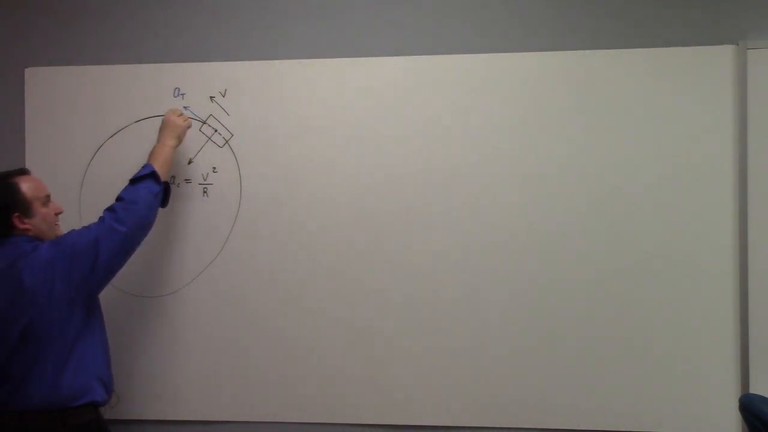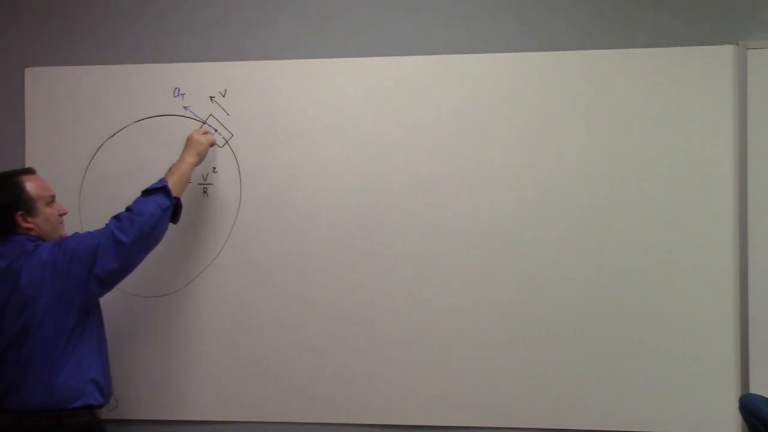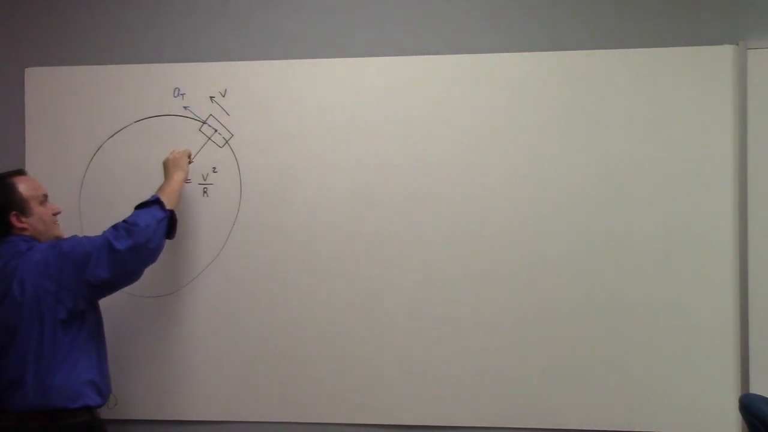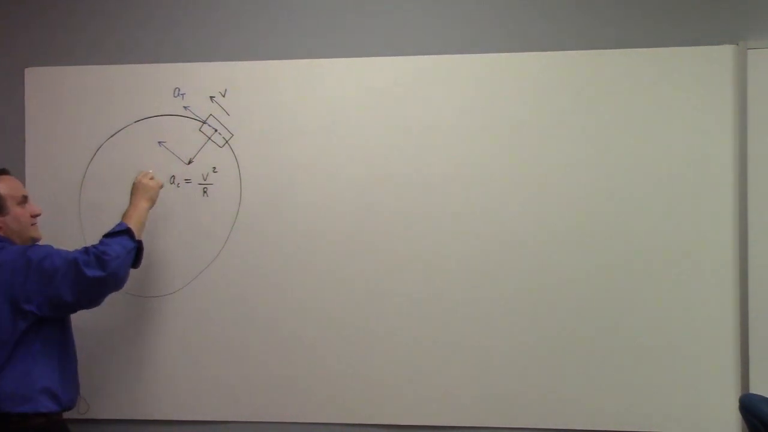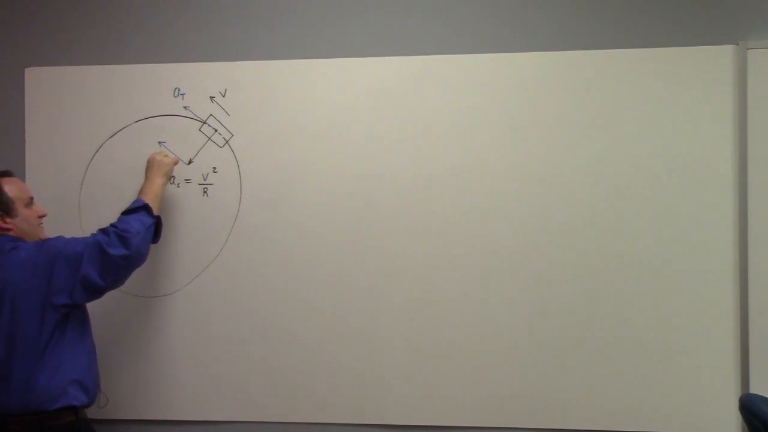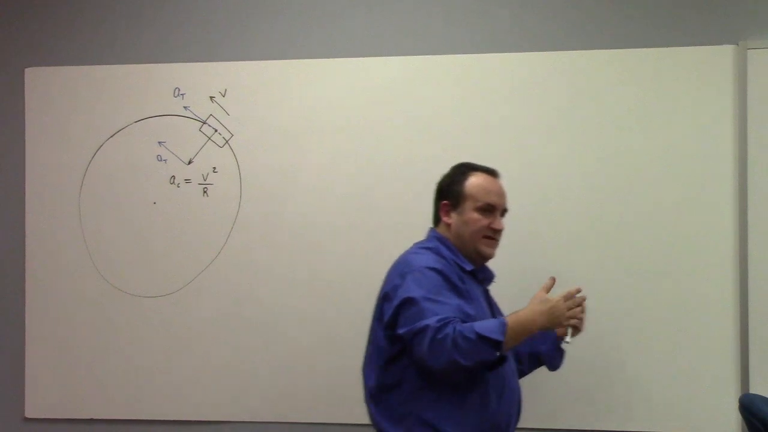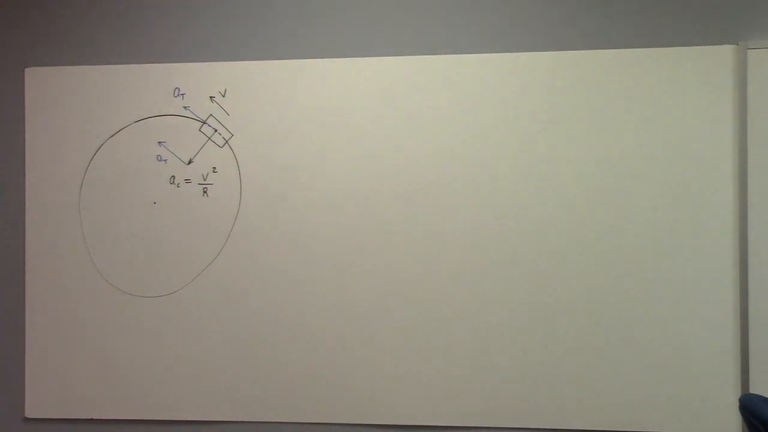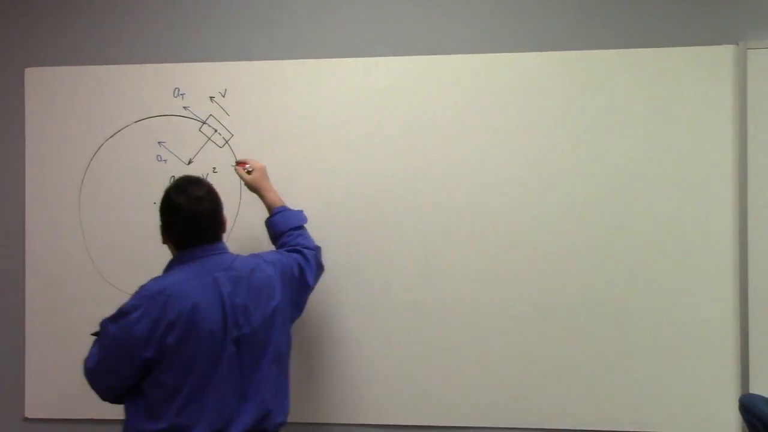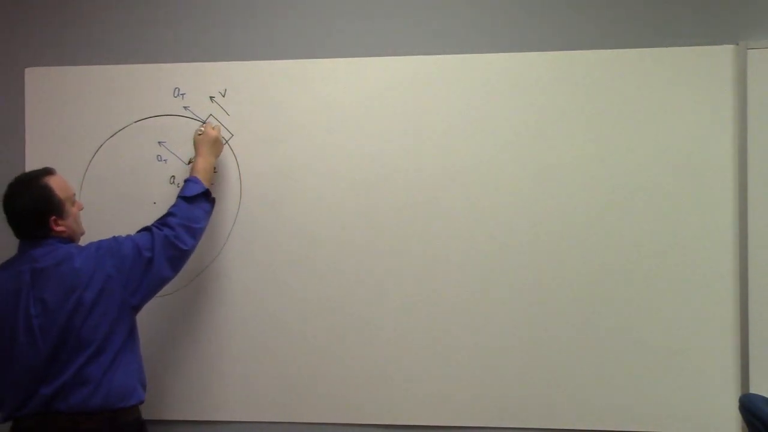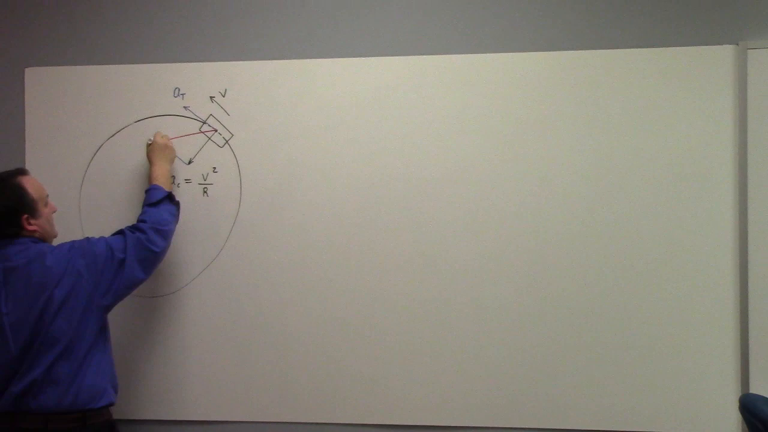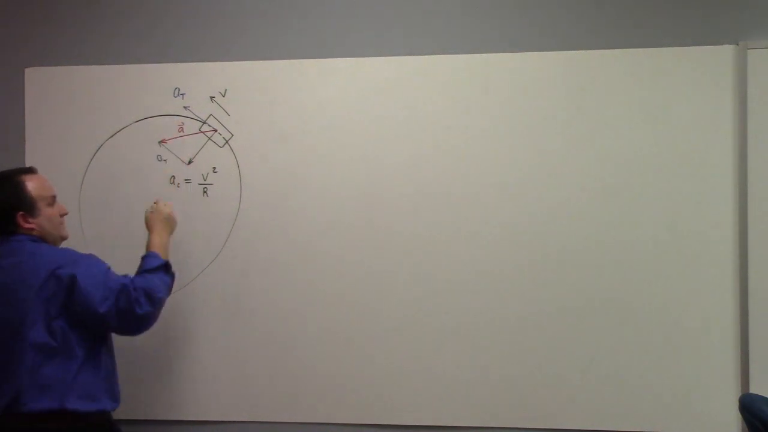If you want the net acceleration, I do tip to tail, so I just move this blue vector down to here. There's my AT. It's perpendicular to AC. And the net acceleration is the vector sum of the tangential and the centripetal piece. In the picture, it would look something like this. Here's the actual acceleration vector.